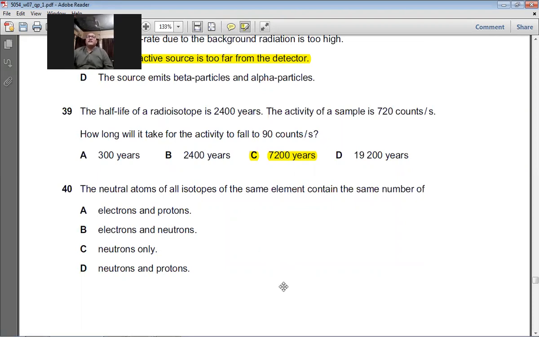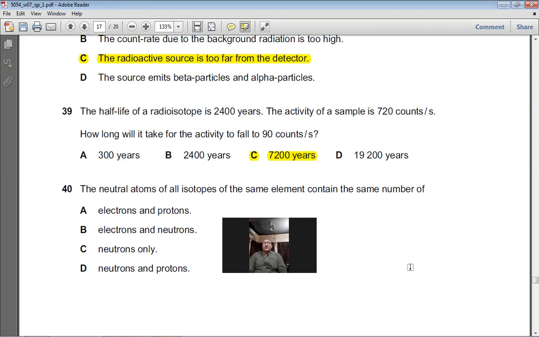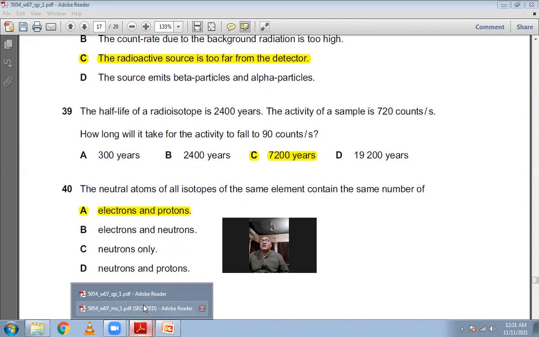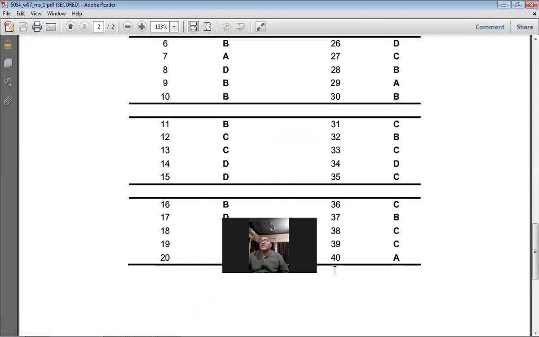The last one is, he says that the neutral atoms of all isotopes of the same element contain the same number of electrons and protons, electrons and neutrons, neutrons only, or neutrons and protons. So the isotopes of the same element will have the same number of protons and the same number of electrons. So I think A is the choice. Question number 40, A is the right answer.